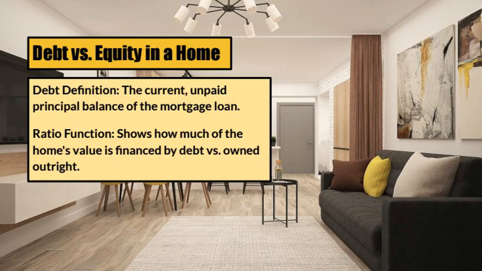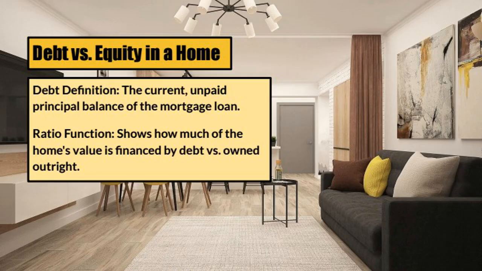It is the current unpaid principal balance of the mortgage loan. The equity component, however, is dynamic and is calculated as the home's current market value minus the unpaid principal balance. Equity is essentially the money a homeowner would pocket if they sold the house today and paid off the loan. As the homeowner makes regular mortgage payments, the principal balance decreases, which generally causes the equity to increase.